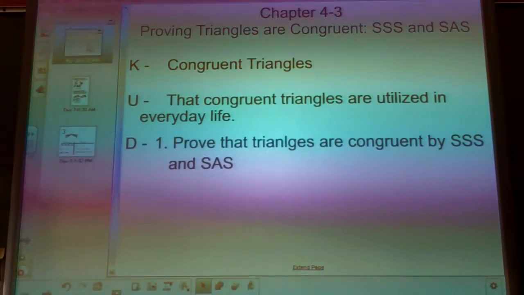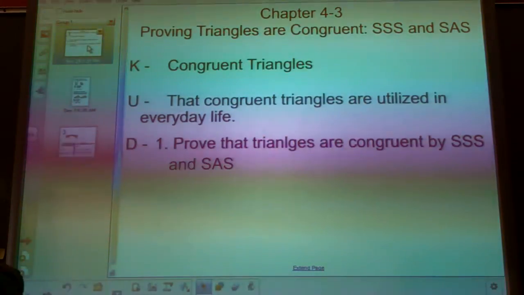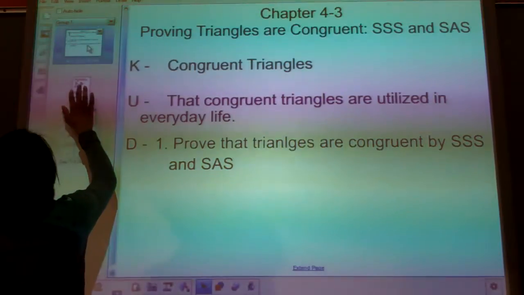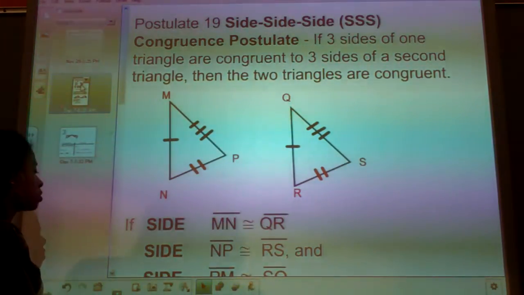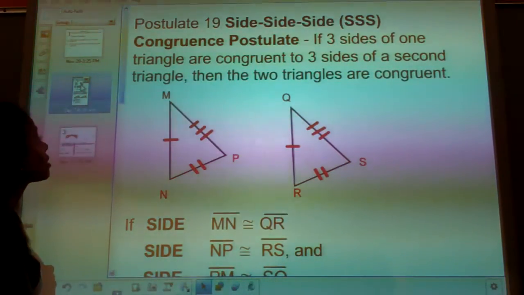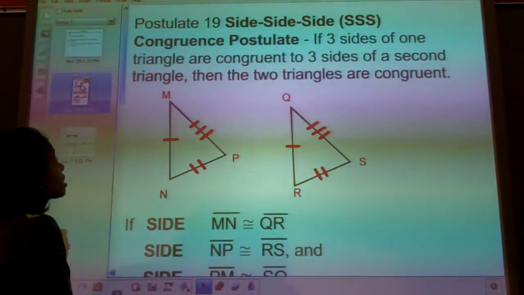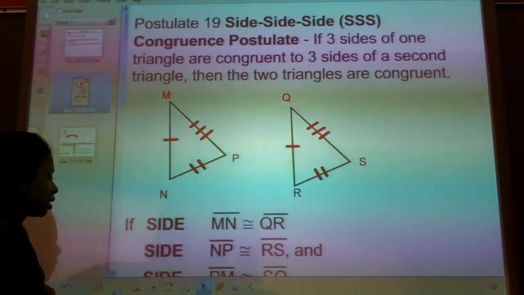This is chapter 4-3. Please copy your notes. Alright, now we're getting ready to define triangles by side, side, side, or SSS, postulate number 19.